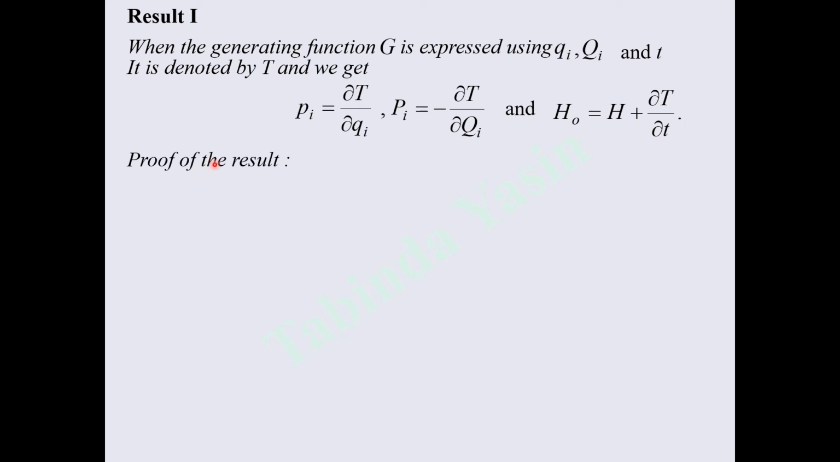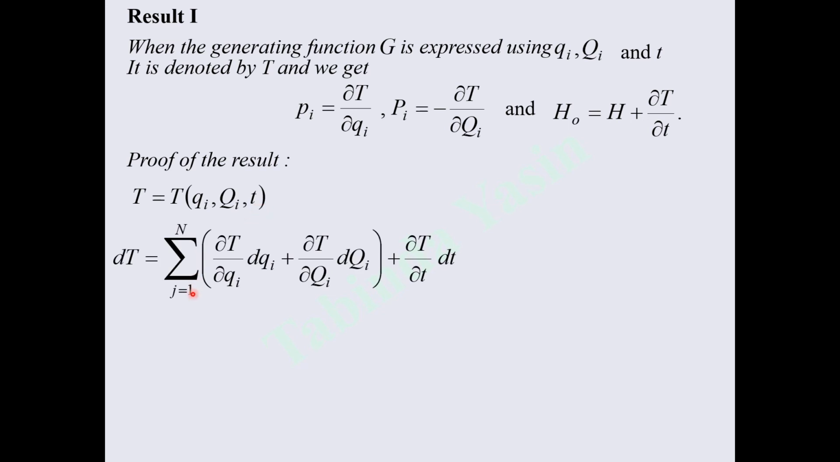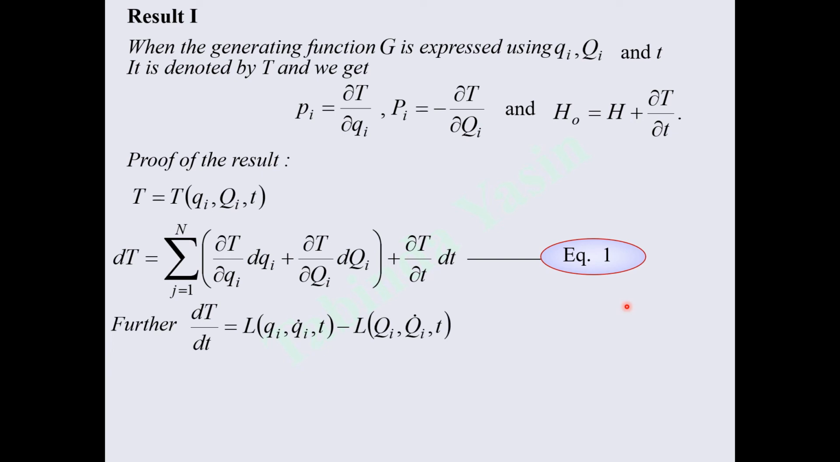Proof of the result: capital T is equal to capital T of the old variable qi and the new variable capital Qi, and t. Differentiating that equation, we have dT equal to the summation, i equal to 1 to n, of partial T over partial qi dqi plus partial T over partial capital Qi dQi plus partial T over partial t dt. That is equation number 1. We have to use that equation next.